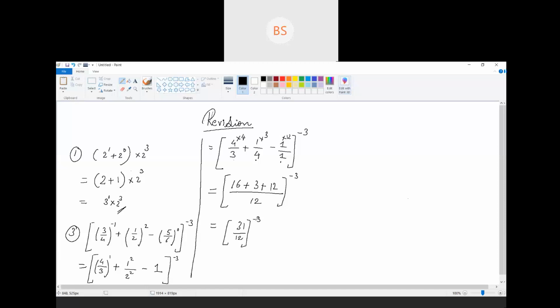Now how can I make this minus 3 as plus 3? Reciprocal. Very good. 12 upon 31. And then minus 3 will be plus 3. Yes. So this will be the answer. Understood?